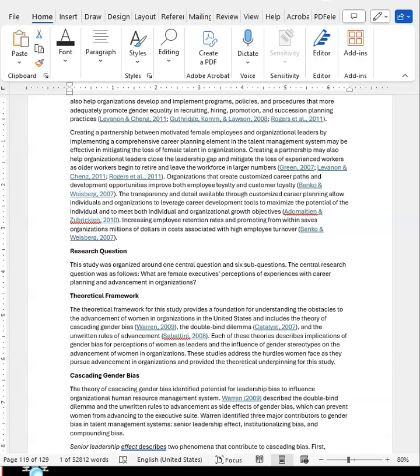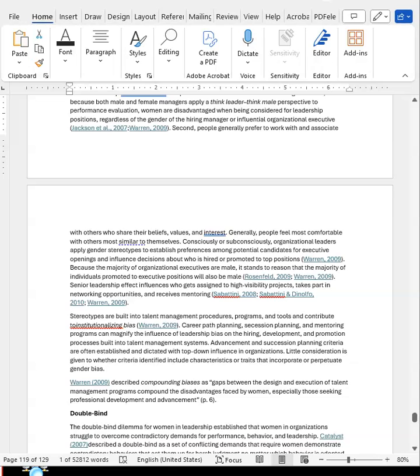Senior leadership effect describes two phenomena that contribute to cascading bias. First, because both male and female managers apply a think leader, think male perspective to performance evaluation, women are disadvantaged when being considered for leadership positions, regardless of the gender of the hiring manager or influential organizational executive. Jackson et al., 2007, Warren, 2009.